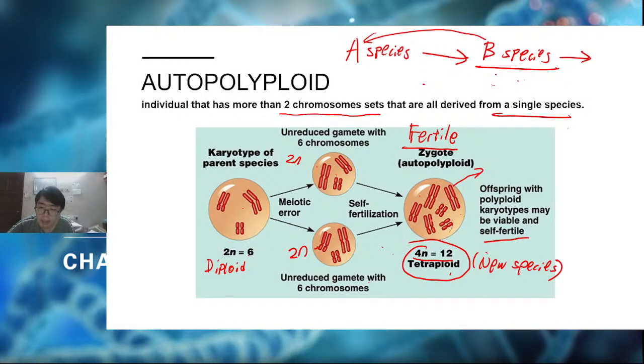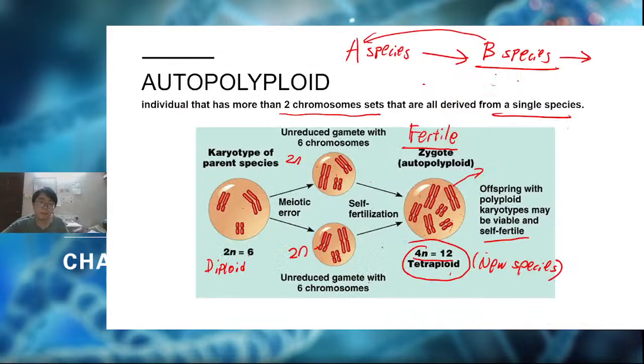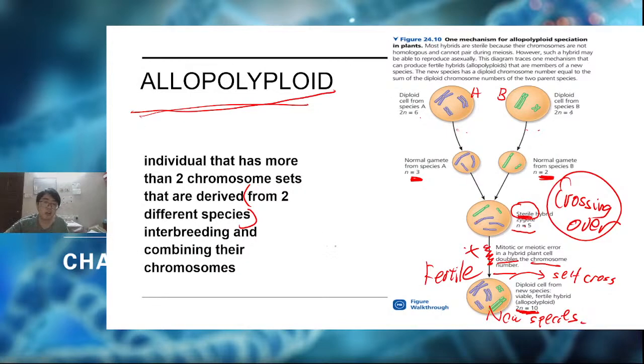This one is also a new species, but it does not need this process. Autopolyploid does not have it, but allopolyploid must have it. Because nature is very powerful, since this is sterile, it needs to change to become fertile. So it will double the chromosome number. Since the chromosomes are doubled, it can form homologous chromosomes.